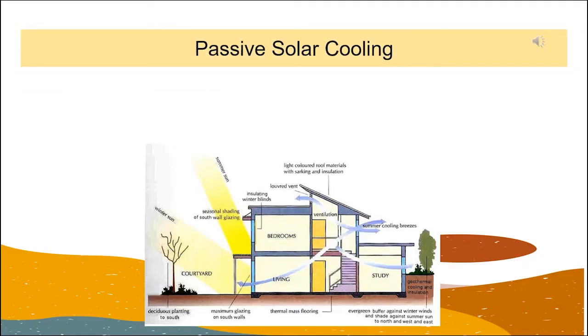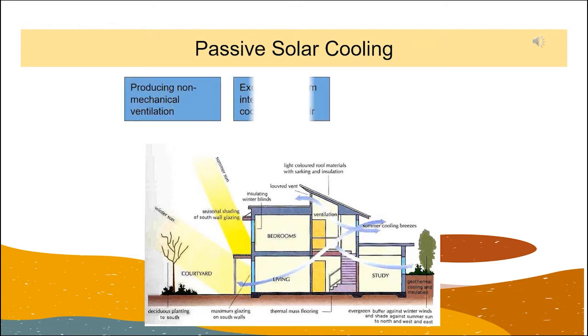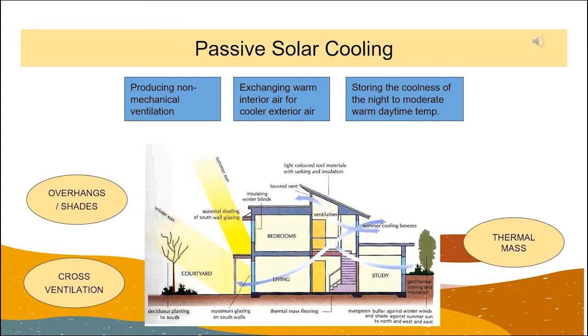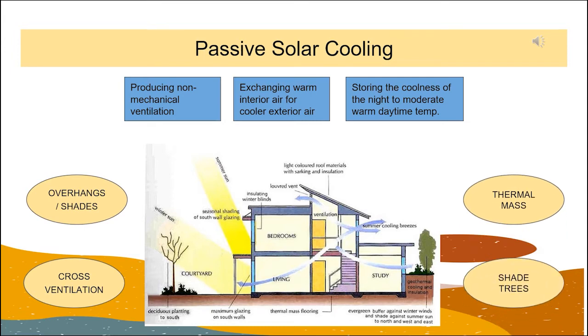Passive solar cooling systems work by reducing unwanted heat gain during the day, producing non-mechanical ventilation, exchanging warm interior air for cooler exterior air when possible, and storing the coolness of the night to moderate warm daytime temperatures. At their simplest, passive solar cooling systems include overhangs or shades on south-facing windows, shade trees, thermal mass, and cross ventilation. Now, move on to the active solar design.